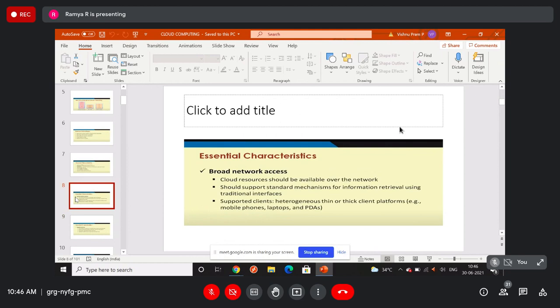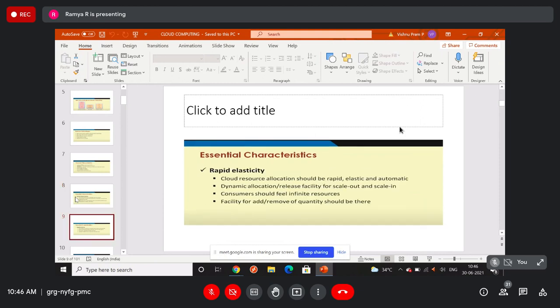Broad network access. The name itself you can understand. Broad network access in the sense cloud resources should be available over the network. So if those are available over the networks, you can access those resources by using your mobile phone, desktop, laptop, anything, right? Anytime you can access. You just need internet. That's it.